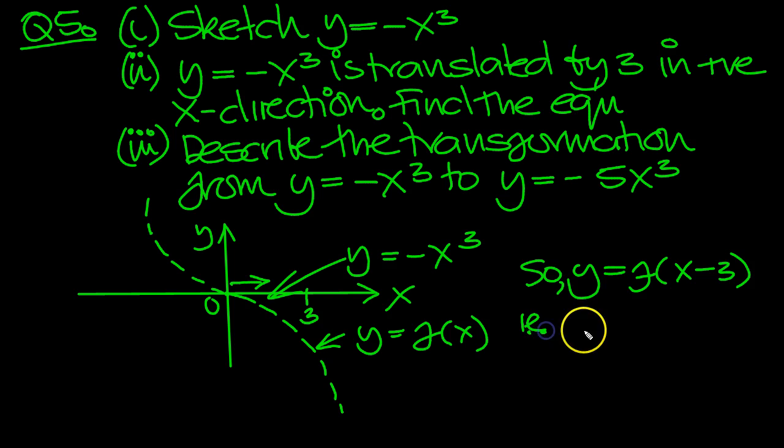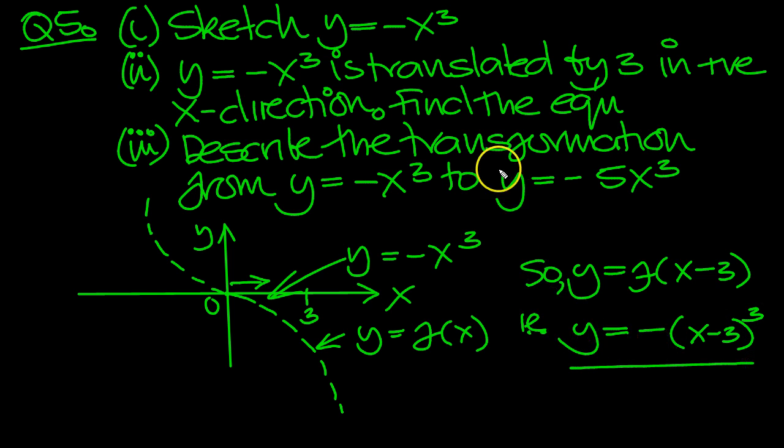i.e. y is equal to f of something minus 3. Here the something is minus x cubed, so it's minus the something cubed. There we go. So that's part 2. Here's part 1. This is part 2.